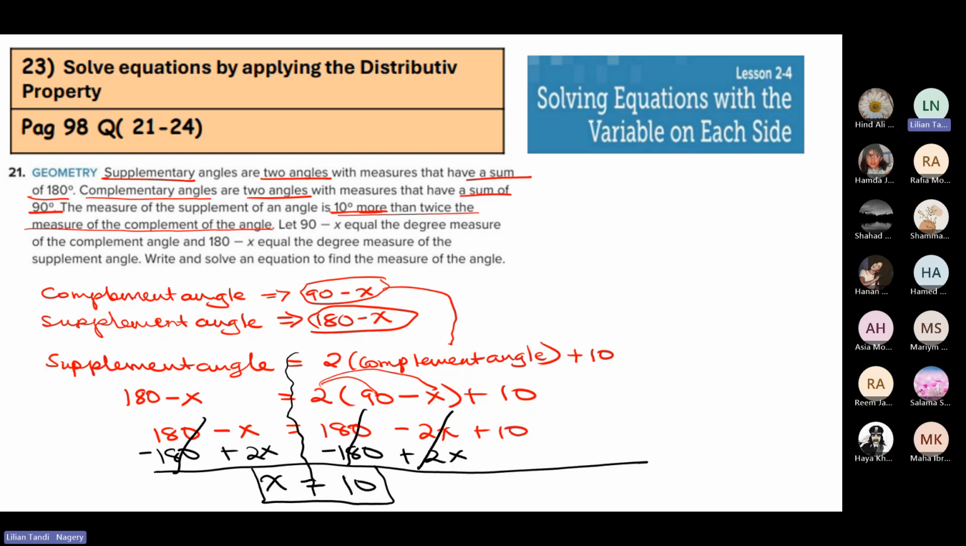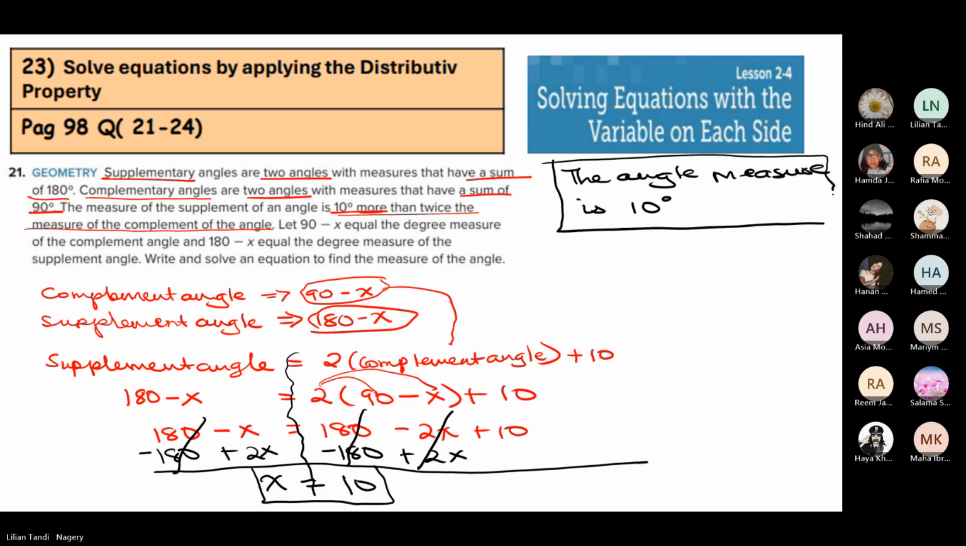Is that what the question wants? Yes. So then you say the angle measure is 10 degrees. And you box your answer. Is that clear? Wait, you have two answers. Your equation, your first equation here, this is an answer, okay?